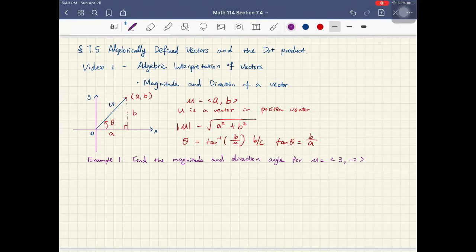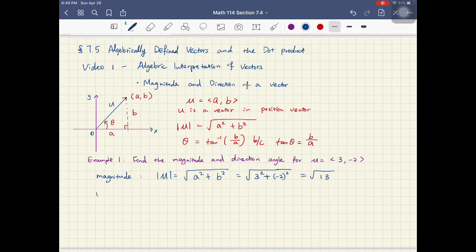Now we can look at one example using the magnitude formula and then find the direction angle. Example 1 says find the magnitude and direction angle for u equals 3, -2. To find the magnitude, we can use the formula: the magnitude of u equals the square root of a squared plus b squared. Here a is 3 and b is -2. So we get the square root of 13. And that is the magnitude of the vector u.